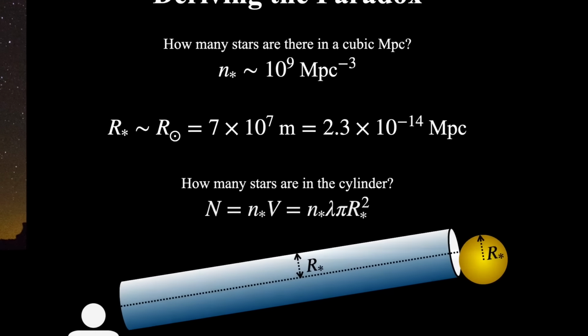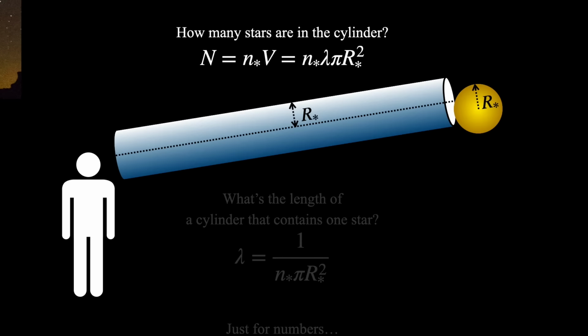All right, so now let's look out into space and we make a cylinder. If we make a cylinder with radius r star, and we make that very, very long cylinder, how many stars will be in there? And that is given by the number capital N, which is the same as the volume of the cylinder, V, times the number density of stars, n sub star. And the volume of a cylinder is, of course, lambda pi r squared, where lambda is the length of the cylinder and pi r sub star squared is one of the circular ends of the cylinder. And that gives us the total number of stars that are in that volume.